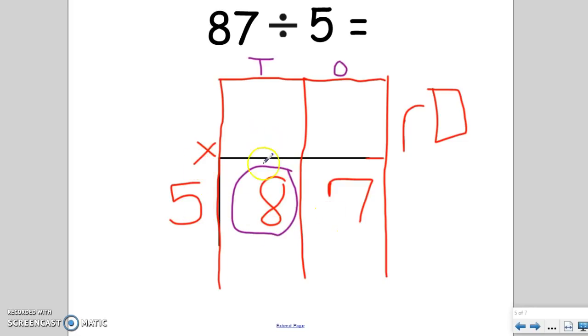So 5 times what gets me closest to 8? Well, 5 times 1 is 5. That's pretty good. 5 times 2 is 10. I've already passed the 8. So it looks like 1 is going to be the best bet. That means I can make 1 group of 10.